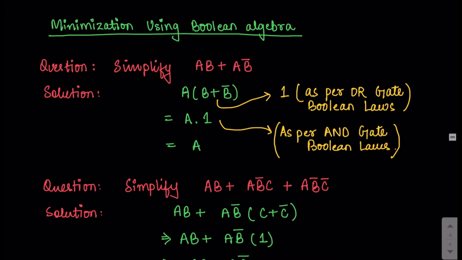The first example, as you see, is that we need to minimize AB + AB'. In this, the first thing that we try to do is take the common variables. We see that in both the terms we have a common, so we take a common, and in the bracket we have B + B'. Now as per the laws of the OR gate, we know that this expression gives you the output 1. Now we have A · 1, which as per the AND gate should be A. So this expression reduces to A.